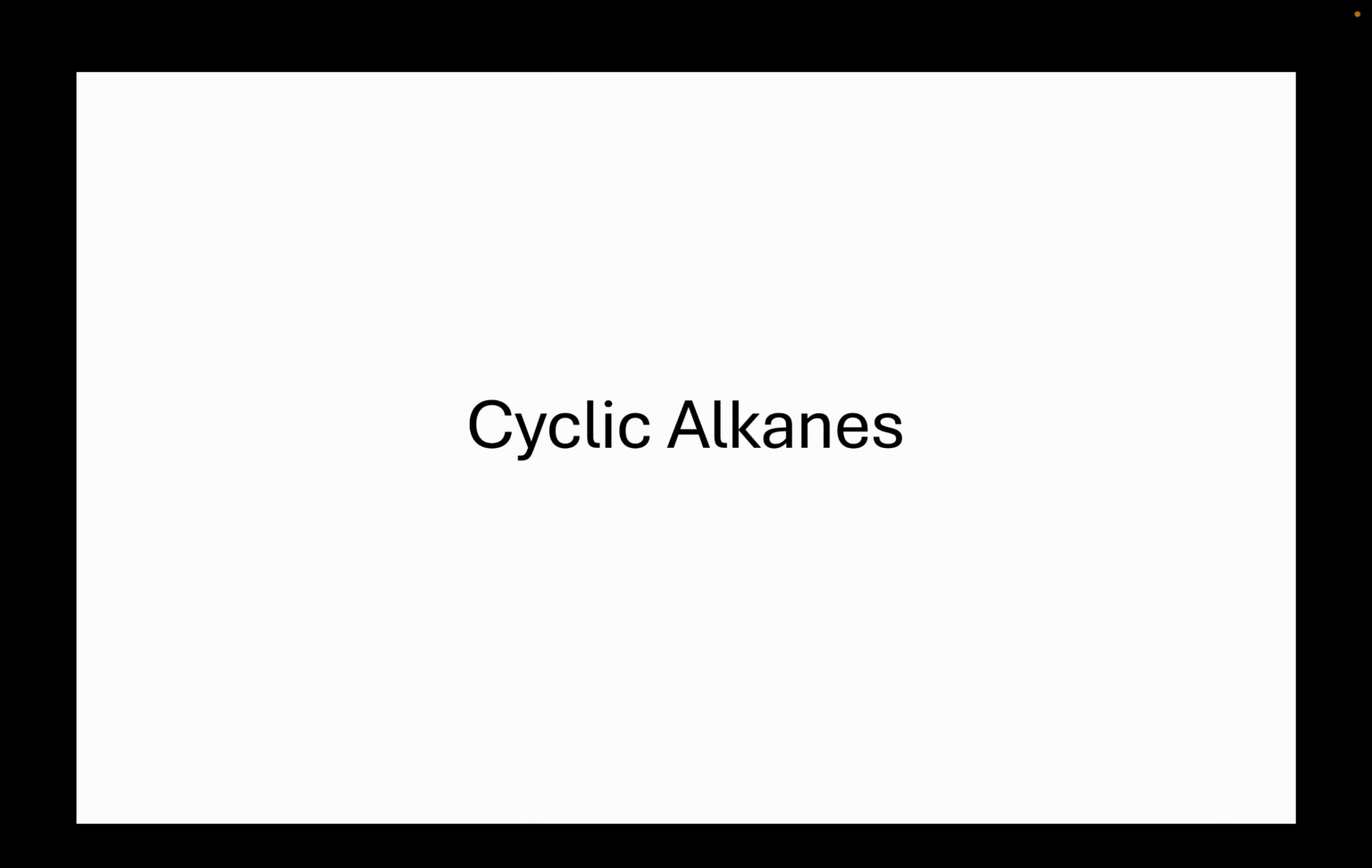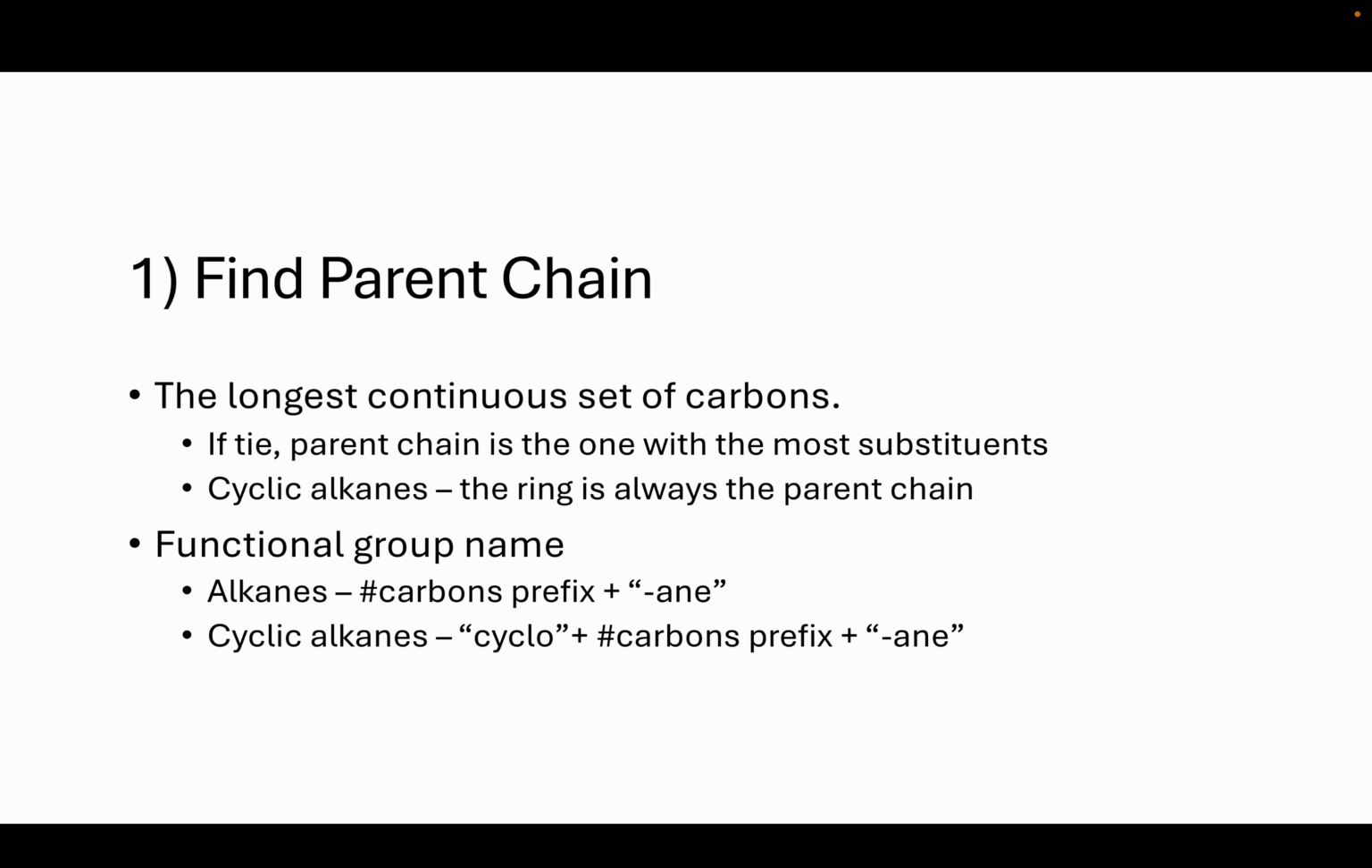All right, so we're going to discuss the nomenclature of cyclic alkanes now. A cyclic alkane is if we take our alkane and we connect it in a cyclic structure. Again, focusing on nomenclature of these cyclic alkanes, the first step is to find the parent chain. So I've updated our rules. We're going to find the parent chain, the longest continuous set of carbons.